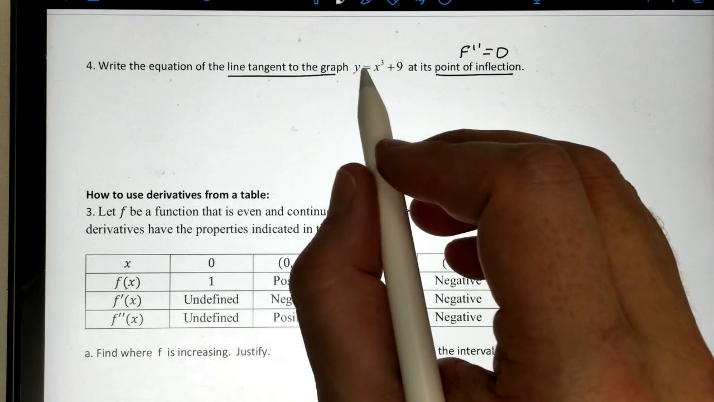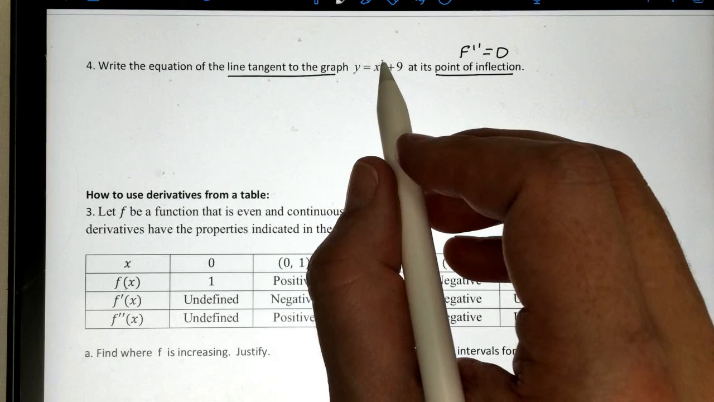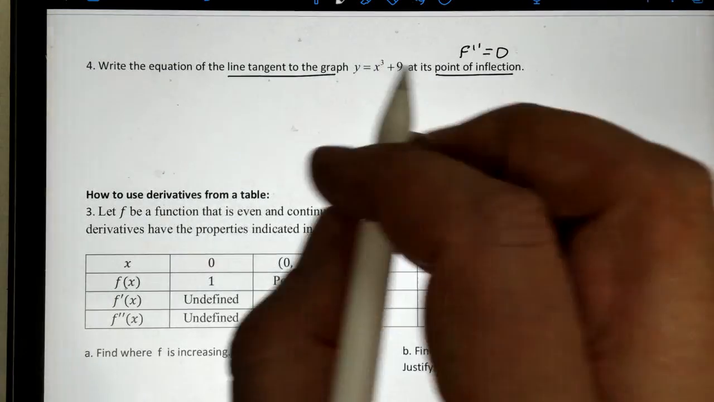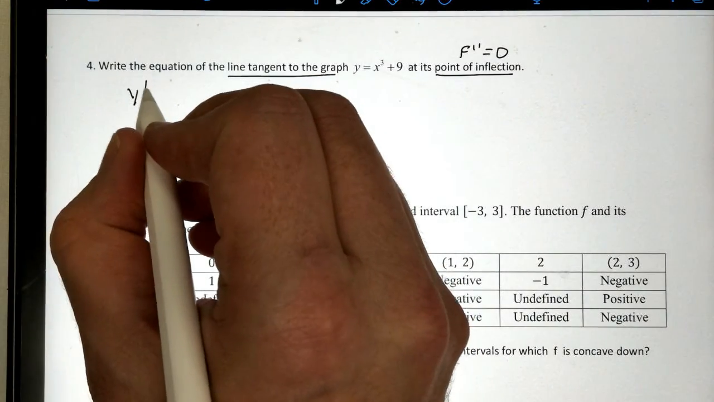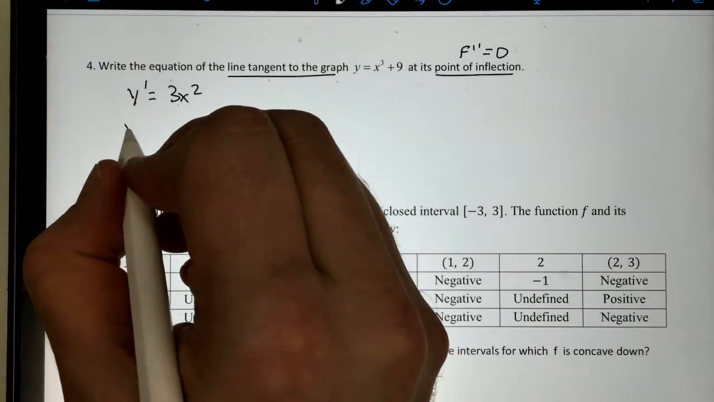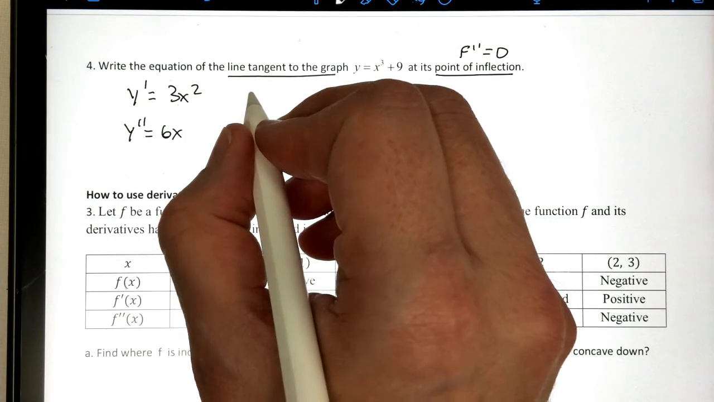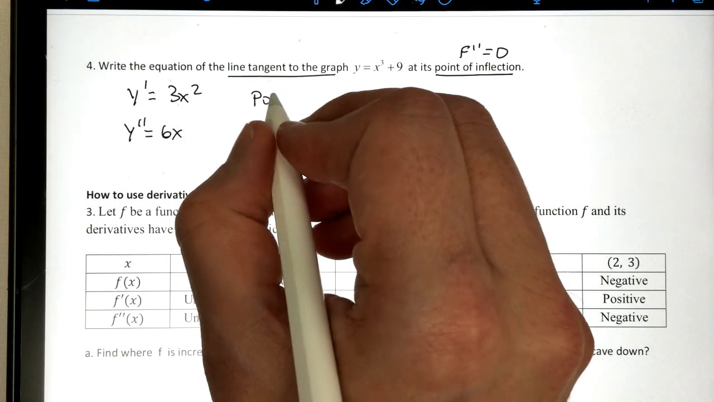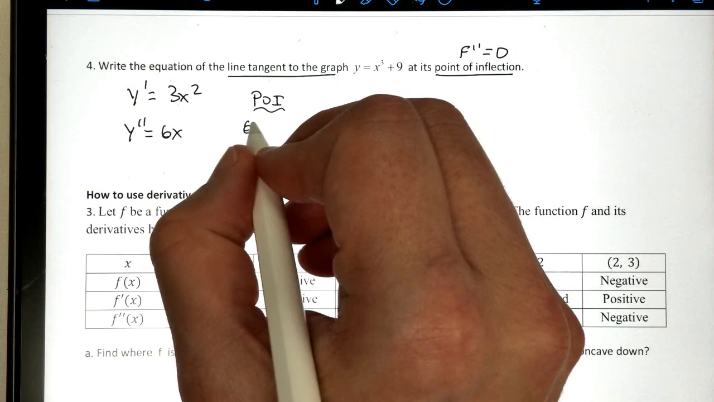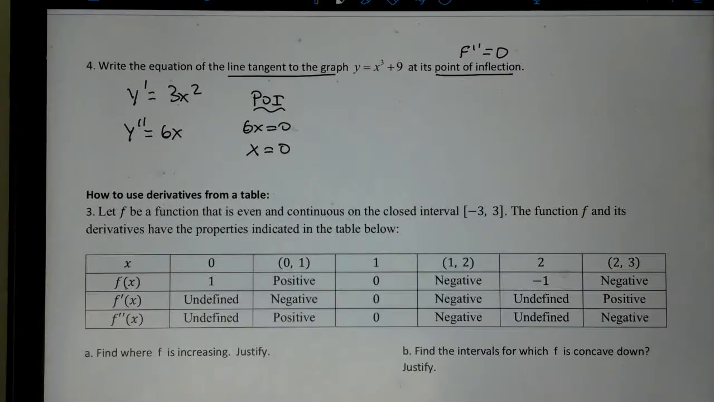Well, if I look at this function right here, even if I take the second derivative, I'm not going to wind up with a denominator there. So when I take the first derivative, we're going to get this 3x squared, and if I take the second derivative, we get 6x. So to find my POI, where does my POI occur at? I just take that 6x equals 0. I get x equals 0.